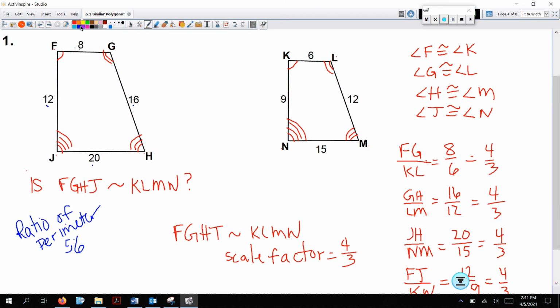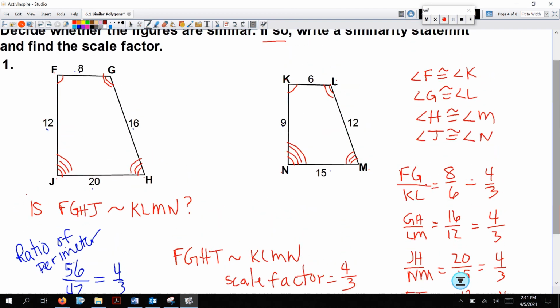So let's check the ratio for the perimeter against the scale factor. If I add up all the sides here, 9 plus 6 is 15, plus 15 is 30, plus 12 is 42. 56 over 42 reduces to 4 over 3. So even the perimeter of the similar figures is still consistent with that scale factor. That's pretty cool, I'm just saying. All right, let's look at some more examples here.